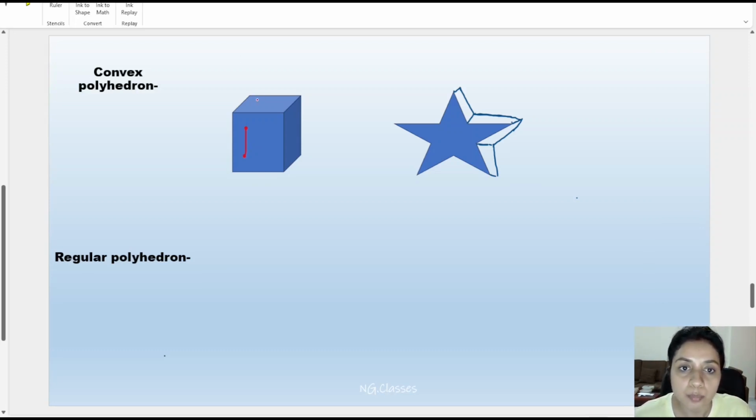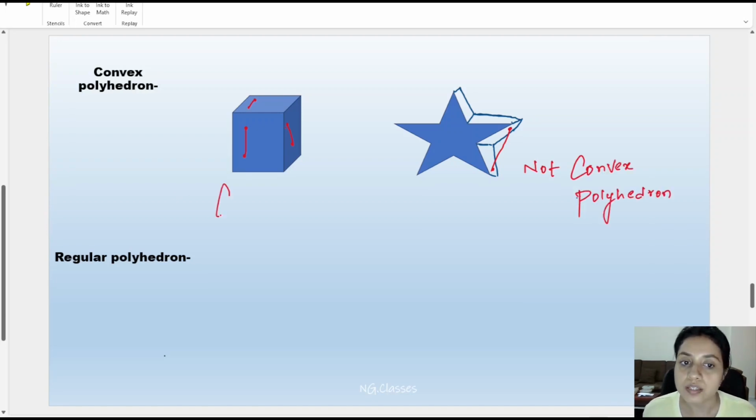Let's take any 2 other points. Just join them. We can see whatever 2 points we take and join, each and every line segment lies in the interior part of the polyhedron. Whereas, let's check the next figure. If we join these 2 points, the line joining them does not lie completely in the interior part of the polyhedron. So the next figure is not a convex polyhedron, whereas the first figure is a convex polyhedron.